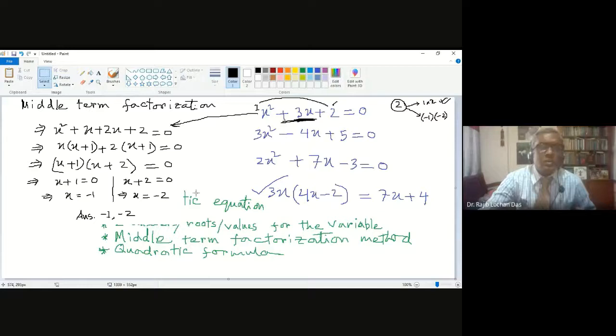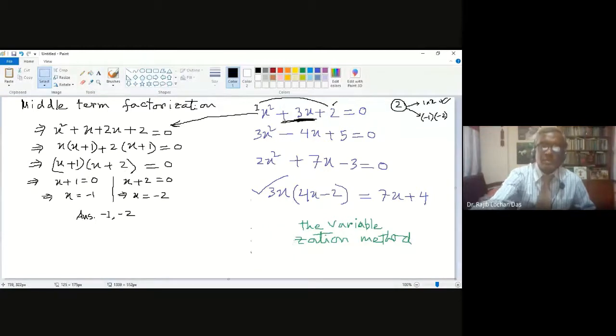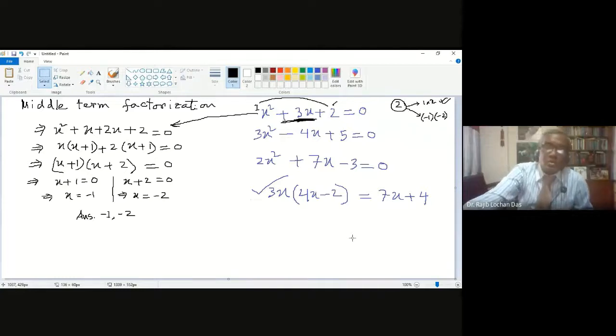So this is how you apply the middle term factorization method. If you know how to do that, then fine, it will be easy for you, and you can use this. If you are not sure about this method, if you do not know how to do that, if you are confused how to do that, then you have to practice a lot with many more examples.